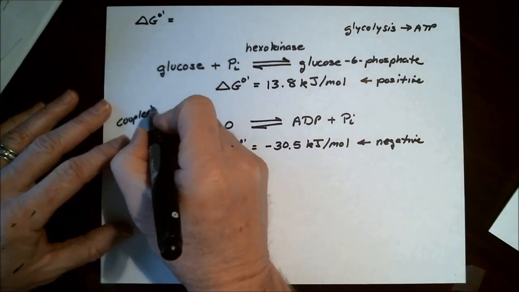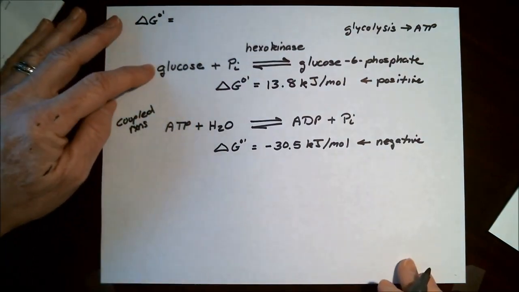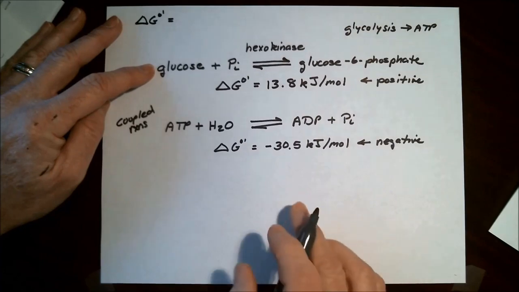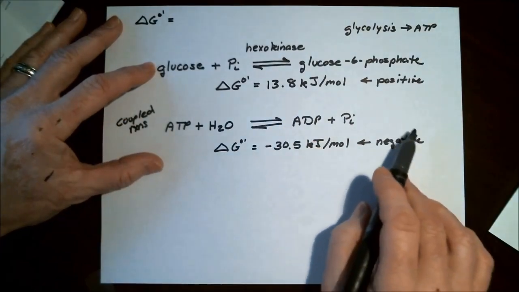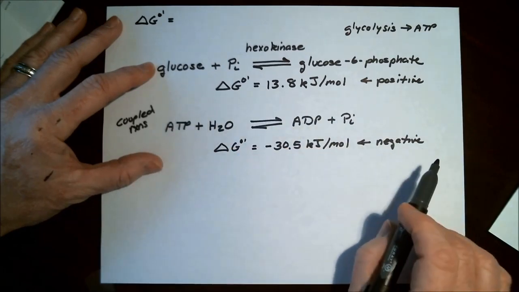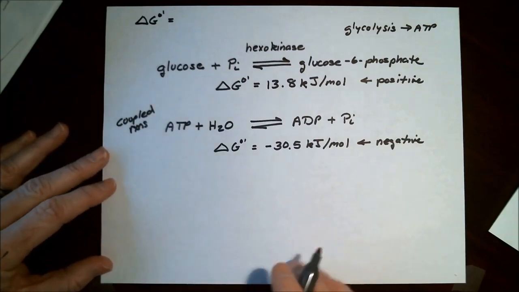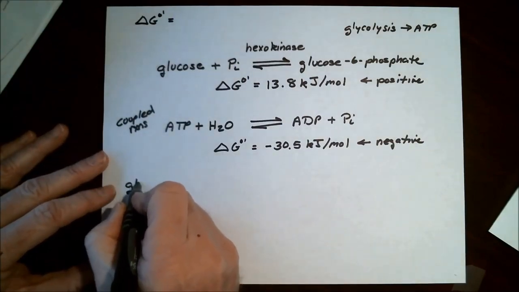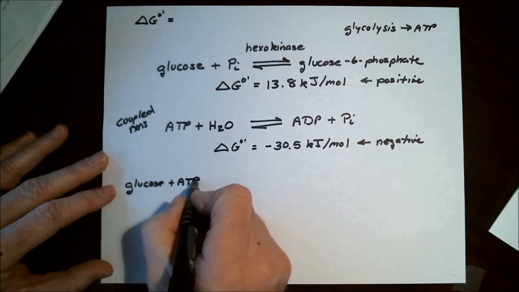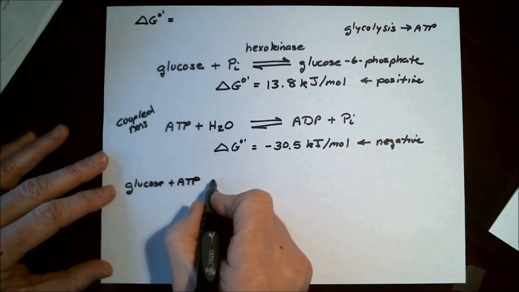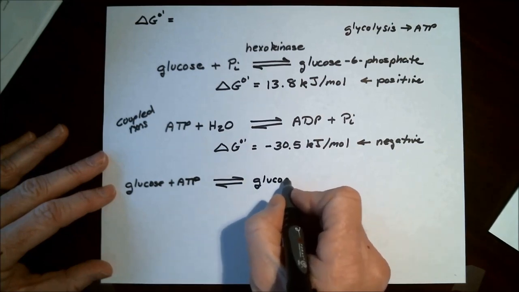So this is the consideration of coupled reactions. In order to make an unfavorable reaction go, we need energy to put into this reaction, so that energy we are going to harness with the use of another reaction that is favorable. Now, if we add these reactions together, we will see that this gives us a coupled reaction.